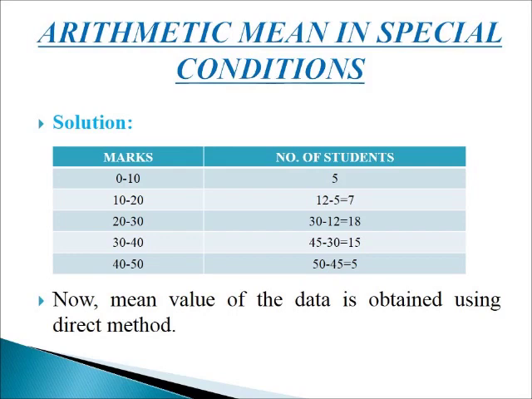So we will make it in simple frequency. First we will write 5 in the first row. After that we will deduct 5 from 12. We will get 7 in the second row. In the third row we will deduct 12 from 30. We will get 18. This is how we will calculate a particular frequency for a particular class interval. After that, the mean value of data is obtained by using direct method.